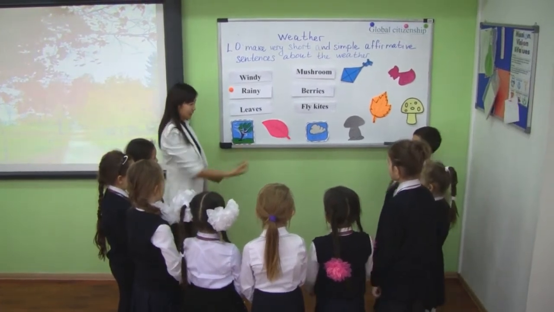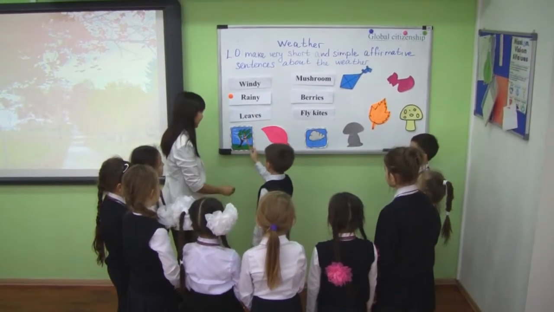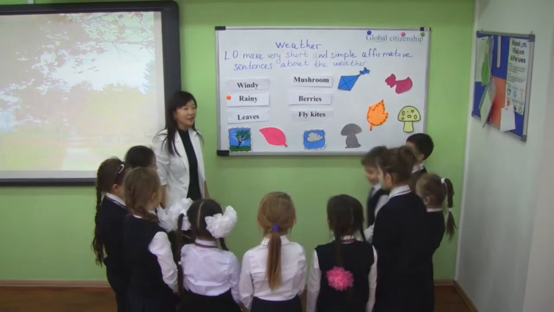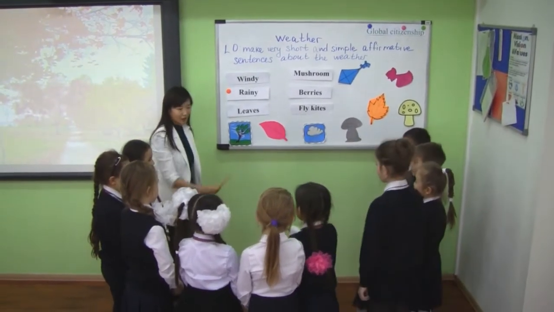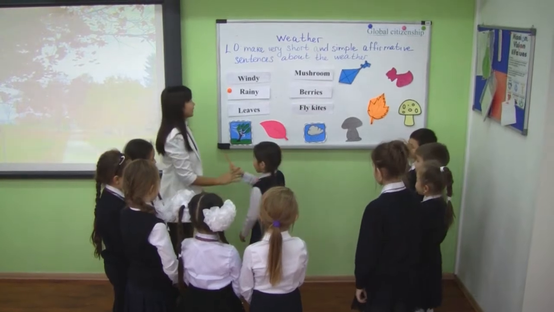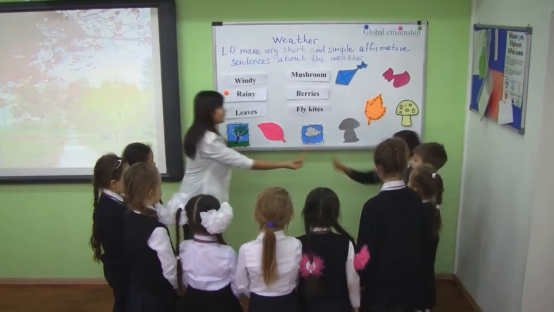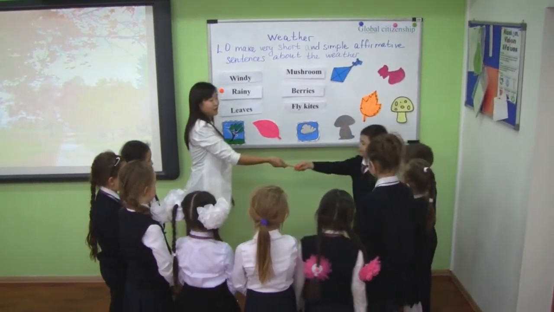Windy. Okay, who can show? Windy. Yes, very well. Rainy. Who can show? It is raining. Yes. Leaves. Then mushroom. Yes, very well.